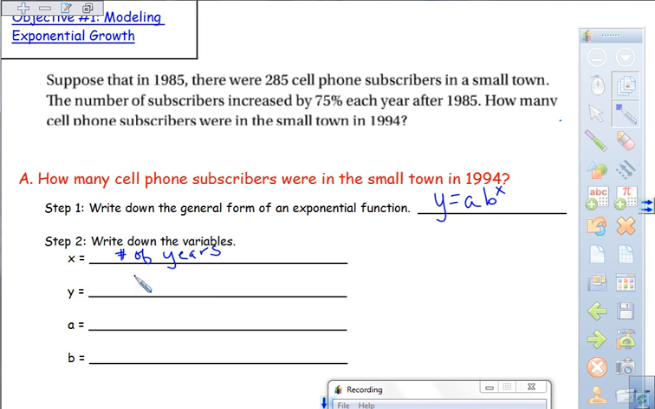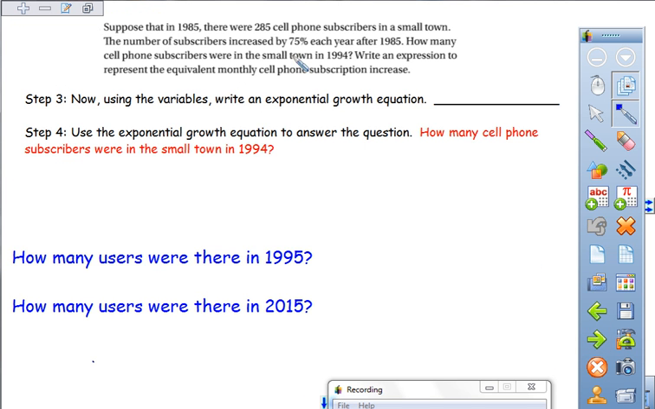Y is going to be the number of phone users. A is the starting number of users. And B is our growth rate. So here's our problem again. Now use the variables, write an exponential growth equation.